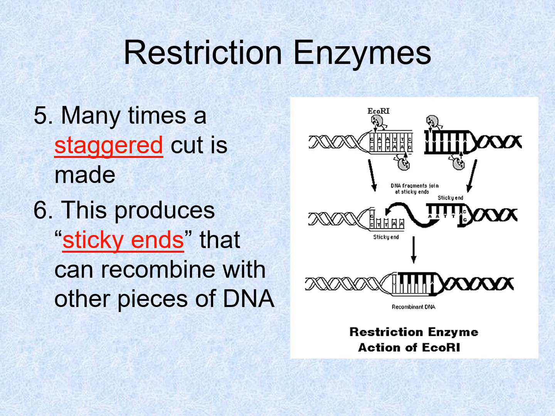So I have the white piece of DNA that might represent the human gene, and then I have the black piece of DNA that might represent the bacterial DNA. So I need to make sure that I cut them in the same place so I can stick them together like a piece of a puzzle.